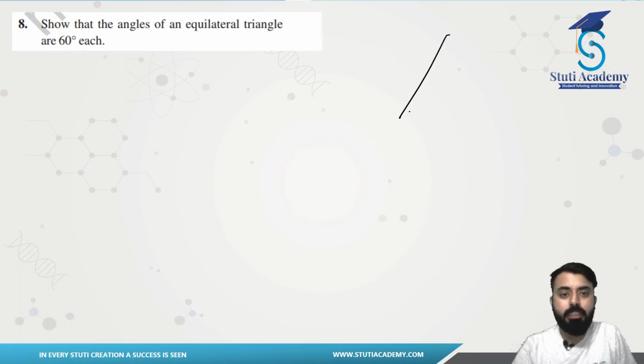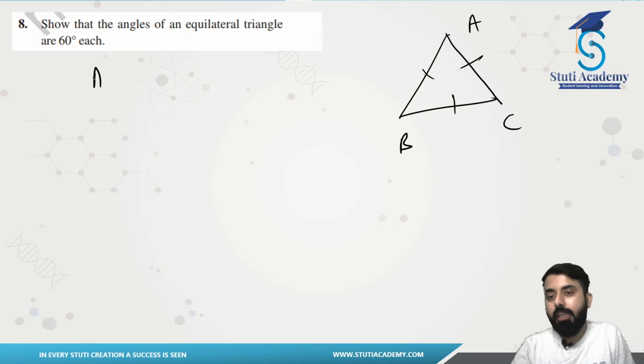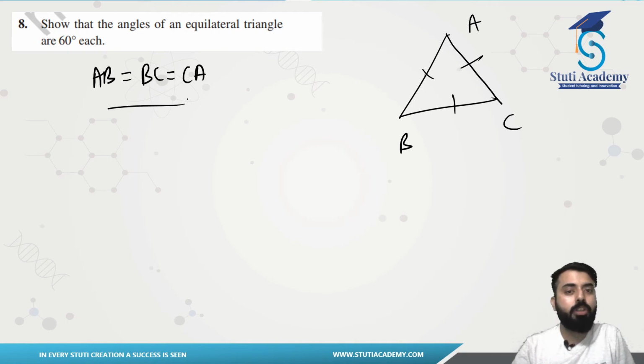Let me just erase this and draw it neatly. So let's say this is an equilateral triangle ABC. Now I hope you guys will be answering me this one. So I know in an equilateral triangle all of the three sides are equal. So AB is equal to AC is equal to BC. Or you can say AB is equal to BC is equal to CA. Choice is yours, you can name this accordingly.